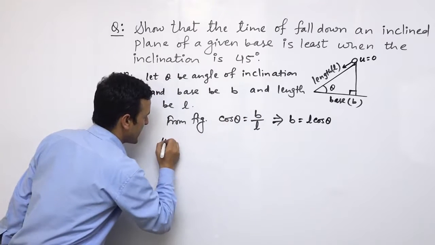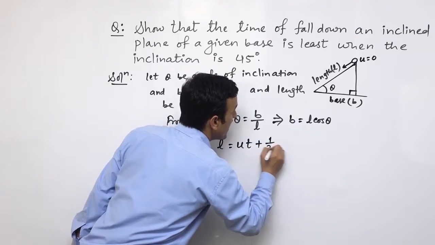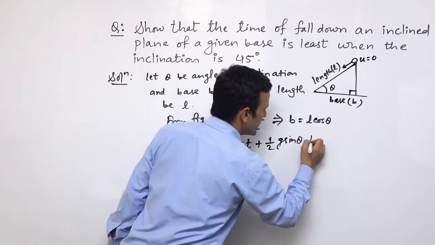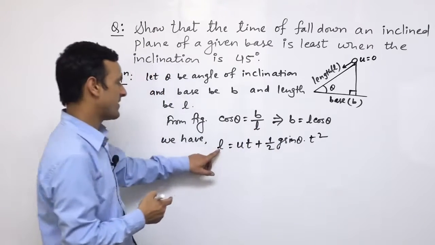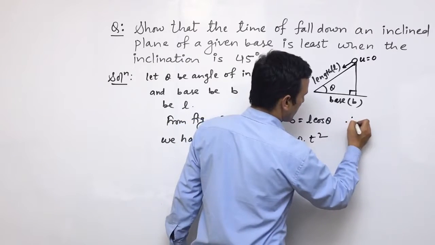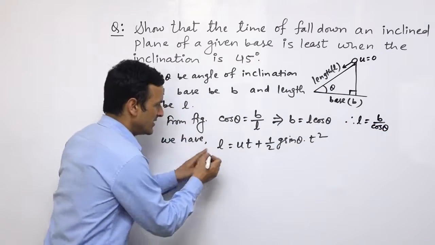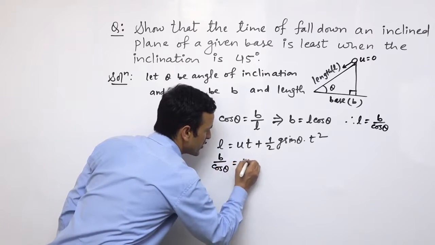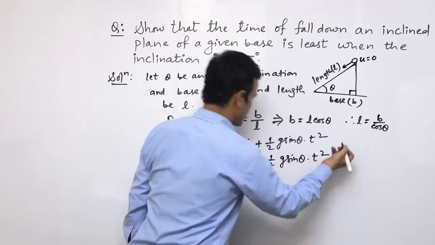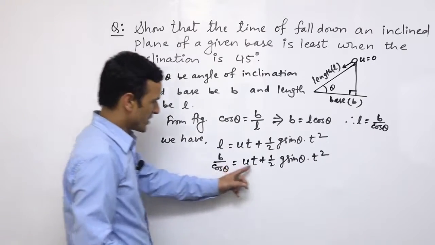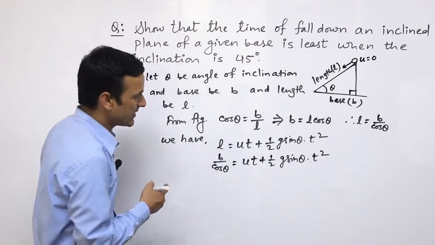Again we have L is equal to ut plus half g sine theta into t square. Here we need to find the value of L. So therefore L is equal to B upon cos theta, and this value is substituted here. So B by cos theta is equal to ut plus half g sine theta into t square. This is the expression by putting the value of L from this triangle.